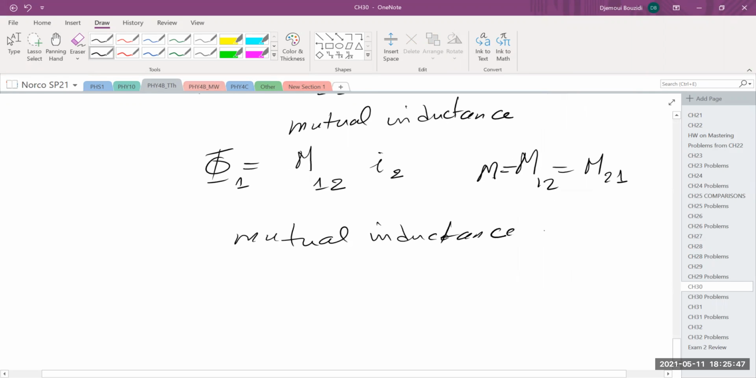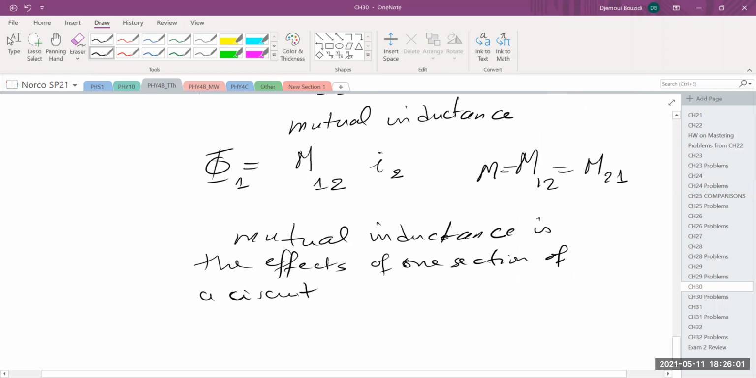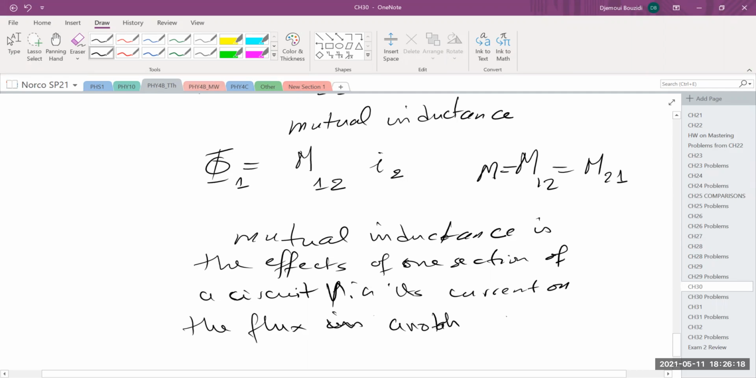you have to have a primary and secondary, is the effects of one section of a circuit via its current on the flux in another region of a circuit. That is basically what it is. So that's by definition, if you wish.